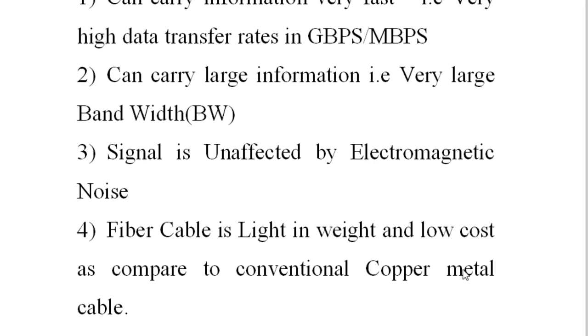As compared to conventional copper metal cable. So a fiber cable of roughly 1 kilometer, the weight of that fiber optic cable of 1 kilometer length is roughly 50 kilograms to 80 kilograms. But a 1 kilometer copper cable goes more than 200 to 300 kilograms. And that is why it is said it is very bulky and this is very lightweight.